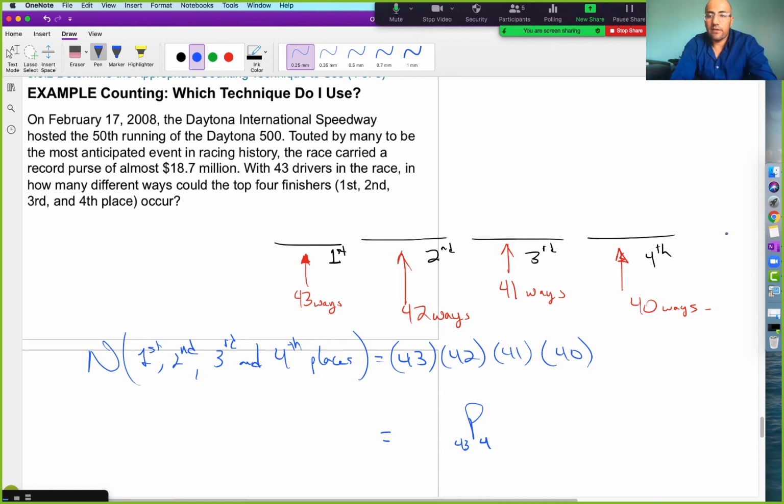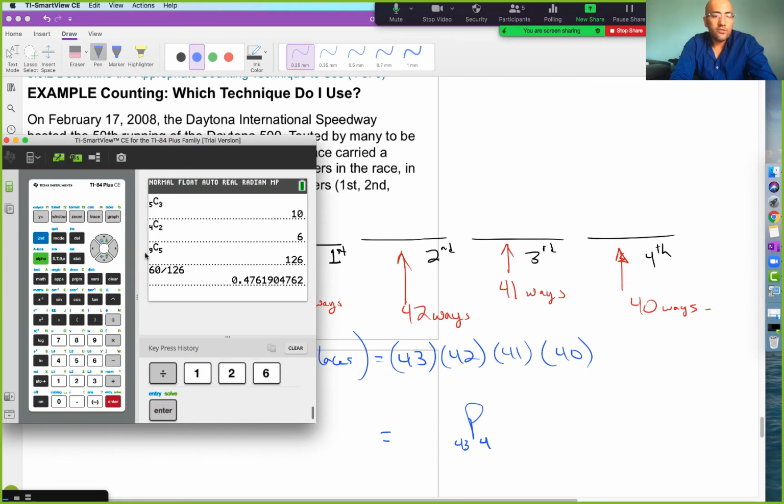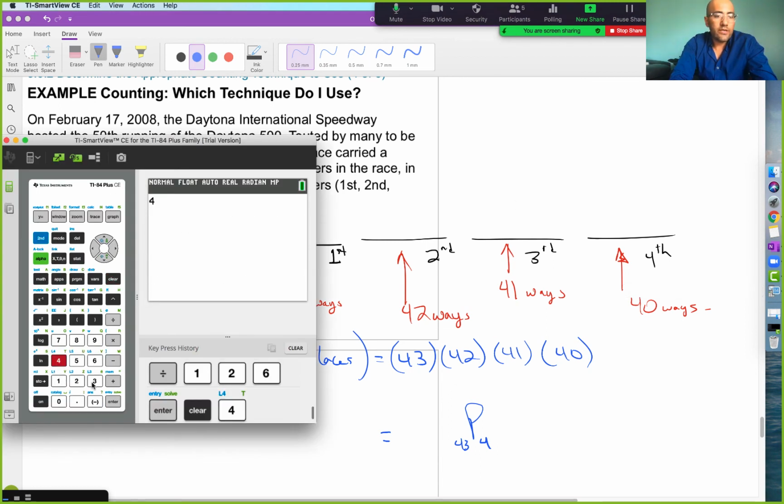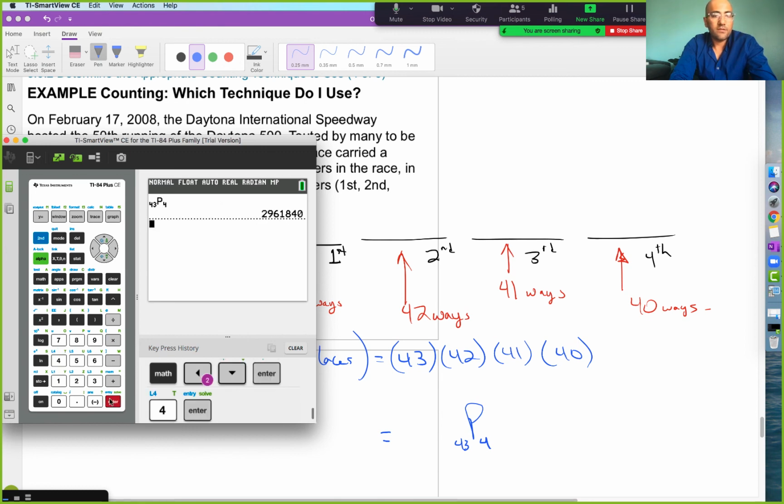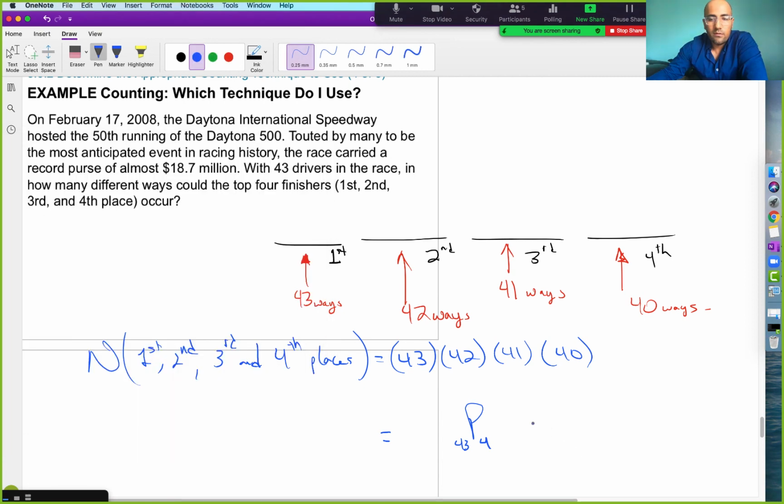And let's get our calculator out. So we have 43, math, permutations, enter, choose 4, enter. That's a pretty big number: 2,961,840 ways.